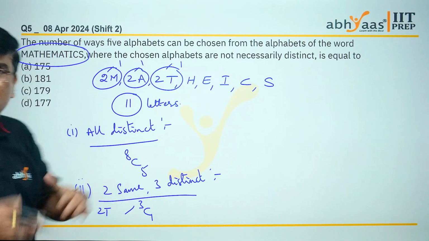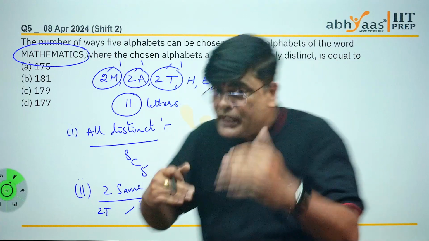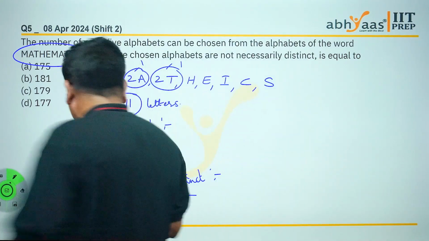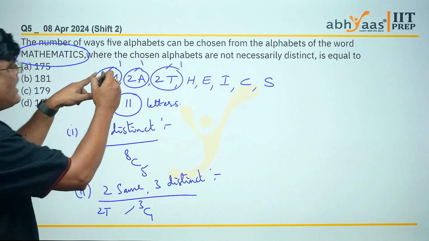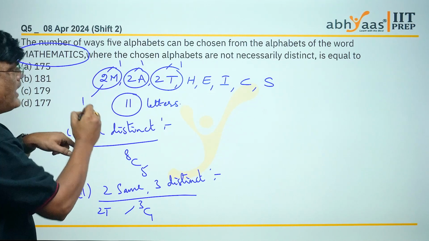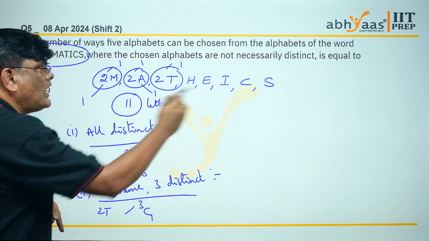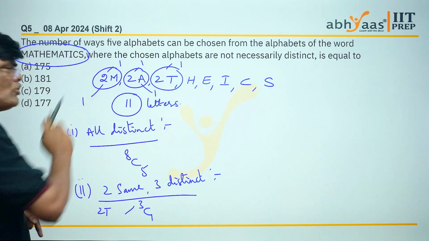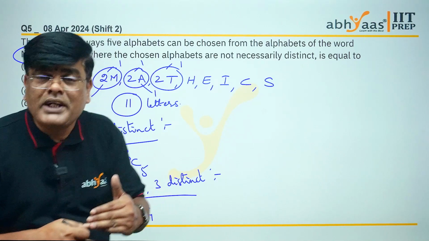Now I have two letters. Next I need three letters. So I need three letters, which means now what are the distinct letters here? Already T is selected here. That means now I can take one M, one A and these five letters. So totally how many are there? 5 plus 2, 7.